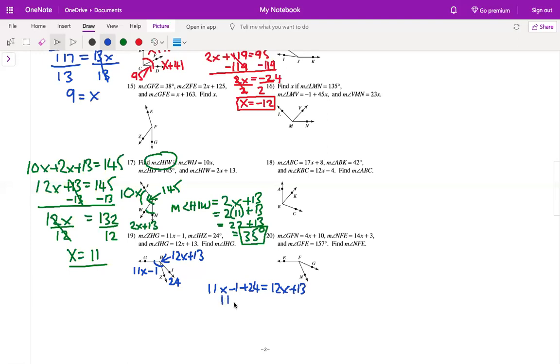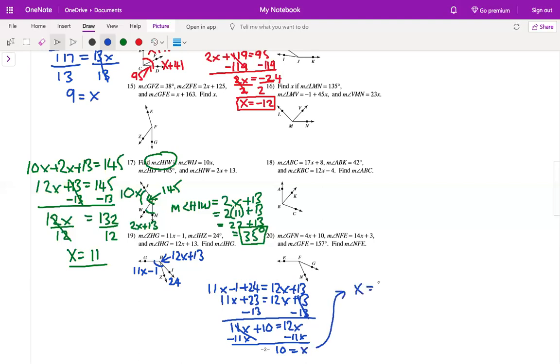So let's tidy this up. 11x minus 1 plus 24, or 24 minus 1, 23, equals 12x plus 13. Right, what shall we do next? You can choose. I am going to go ahead and subtract 13 from both sides because 13 minus 13 becomes 0. So we have 11x plus 23 minus 13. 23 minus 13 is just 10. Equals 12x. And then let's subtract 11x from both sides. That gives us 10 equals 12x minus 11x, which is just 1x, so x. So x equals 10.